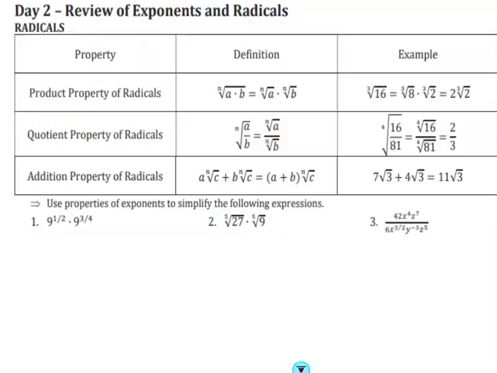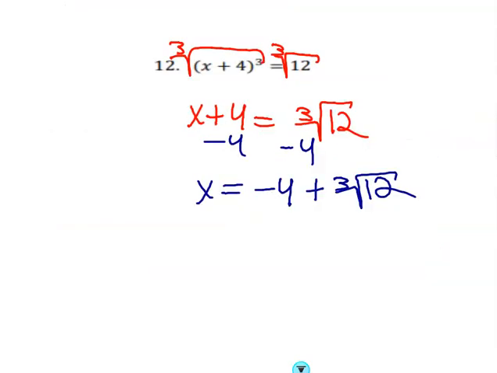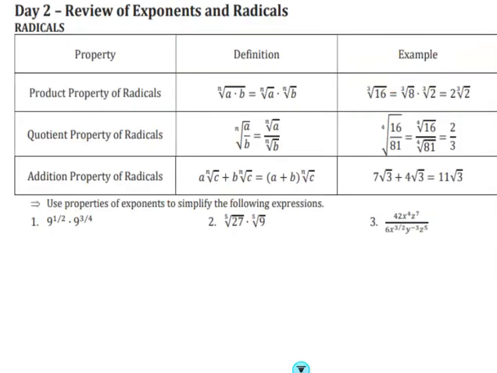So we did square roots, we did exponents last time, we did systems of equations, and now we're moving on to radicals. So a lot of simplifying today, so we can get used to it, and then we will be graphing these in the future.